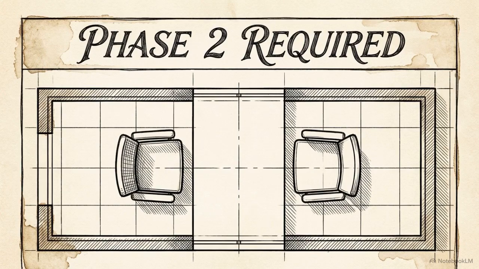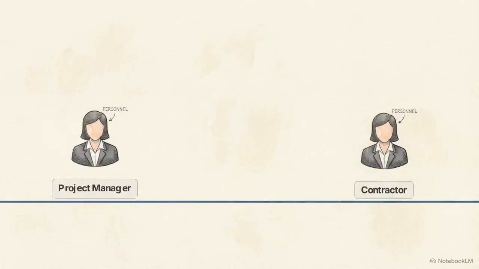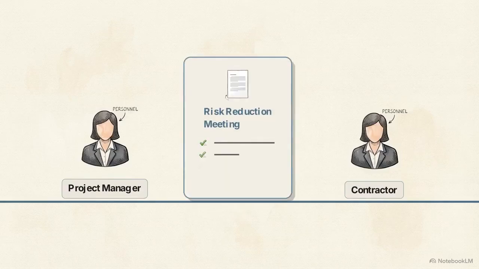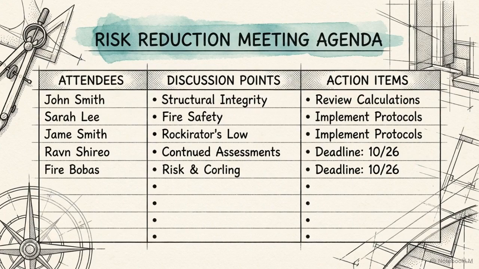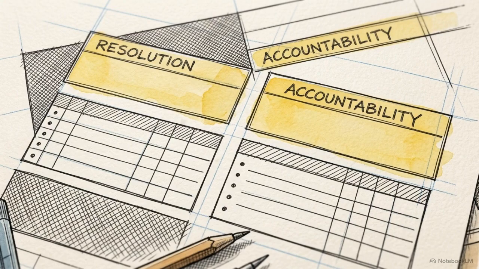Step 2 is the risk reduction meeting. Once an early warning is issued, the project manager and the contractor meet to develop specific mitigation strategies. Here is the layout for the risk reduction meeting agenda and minutes. Add this to your Word document to record the decisions made and the parties assigned to handle each risk.